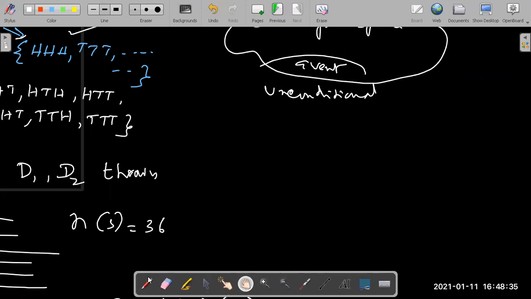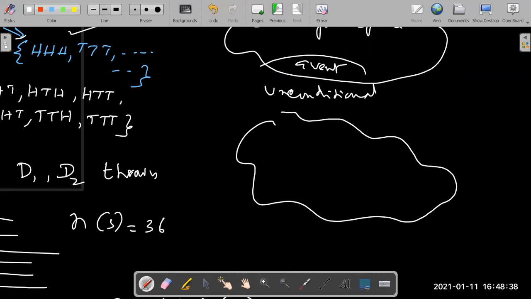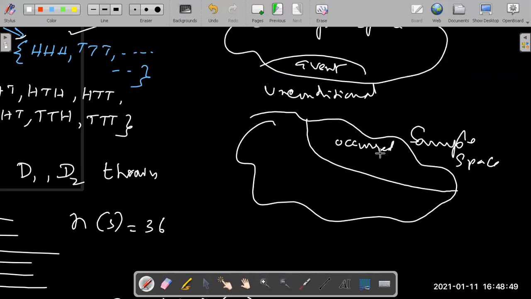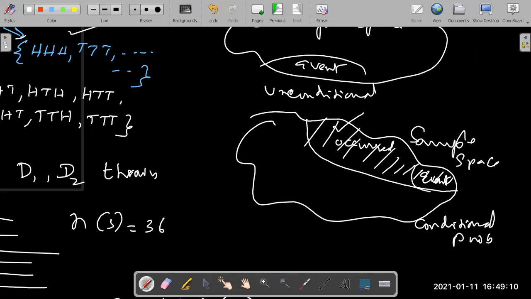So in a conditional probability, out of the total sample space, you say that something has already occurred. Some event has already occurred. If we know that this has occurred, what is the probability of some event happening? So your sample space has become this now. This is the conditional probability: finding out when the sample space itself is restricted.